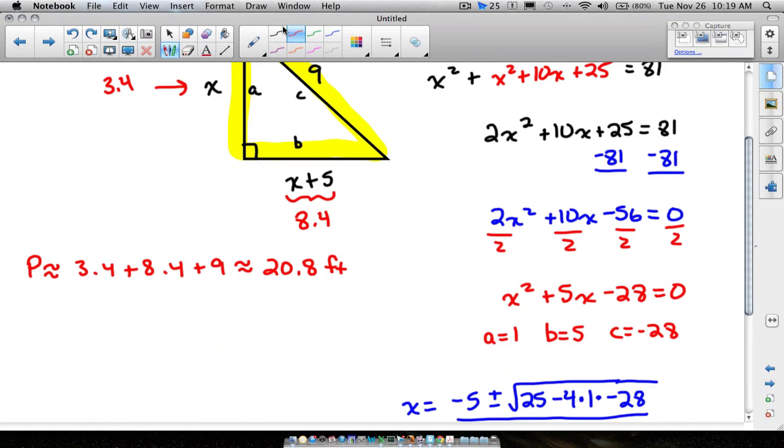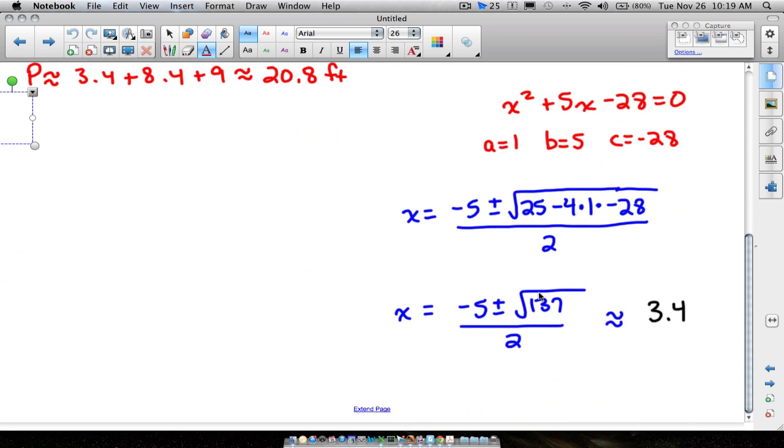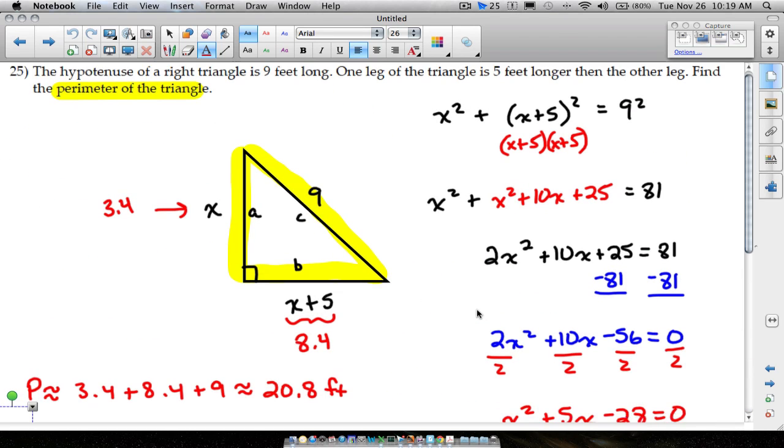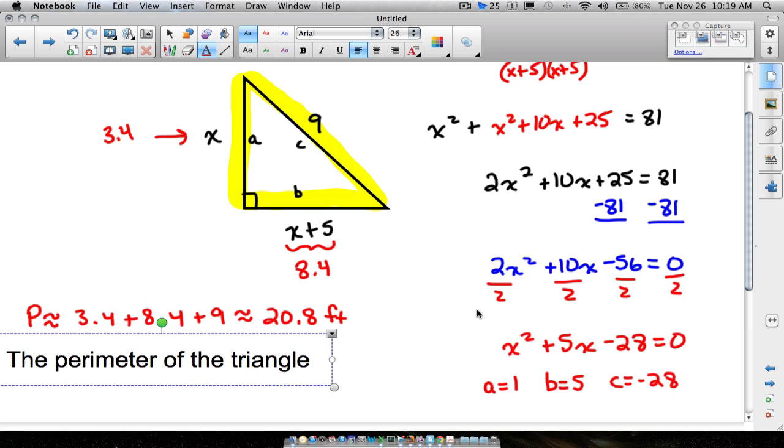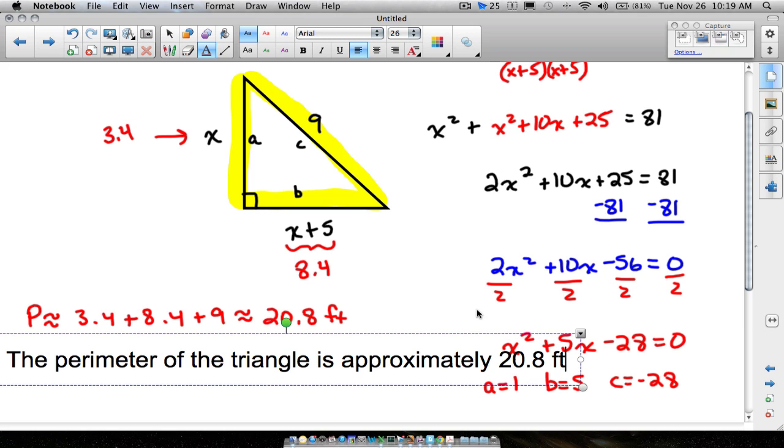So a complete sentence. I will remind you on the test to round these. And like I said, it was more trouble than it's worth to leave it like that and plug it back in and try to find the perimeter. There will be times when you will have to do that, but not here in the DMA 80. Let's not worry about that right now. The perimeter of the triangle is approximately 20.8 feet.